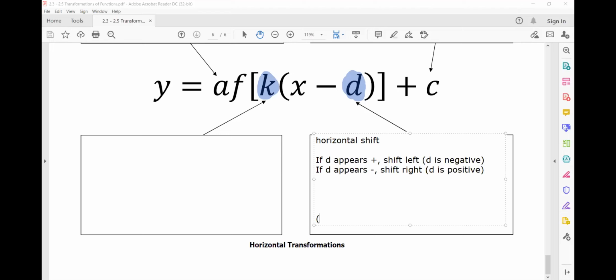Once again, for those who are more inclined to use formulas, D is simply added to the X value, but it leaves the Y value completely alone. We're only looking at how it shifts left and right. We're only looking at how it affects the X value.